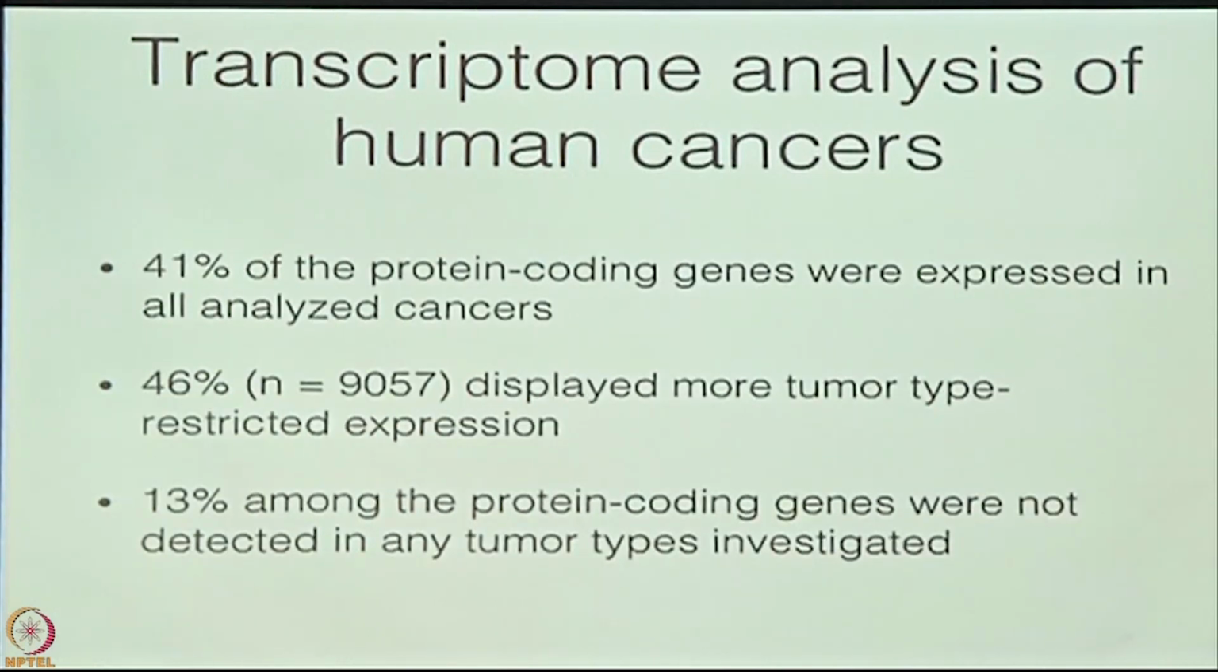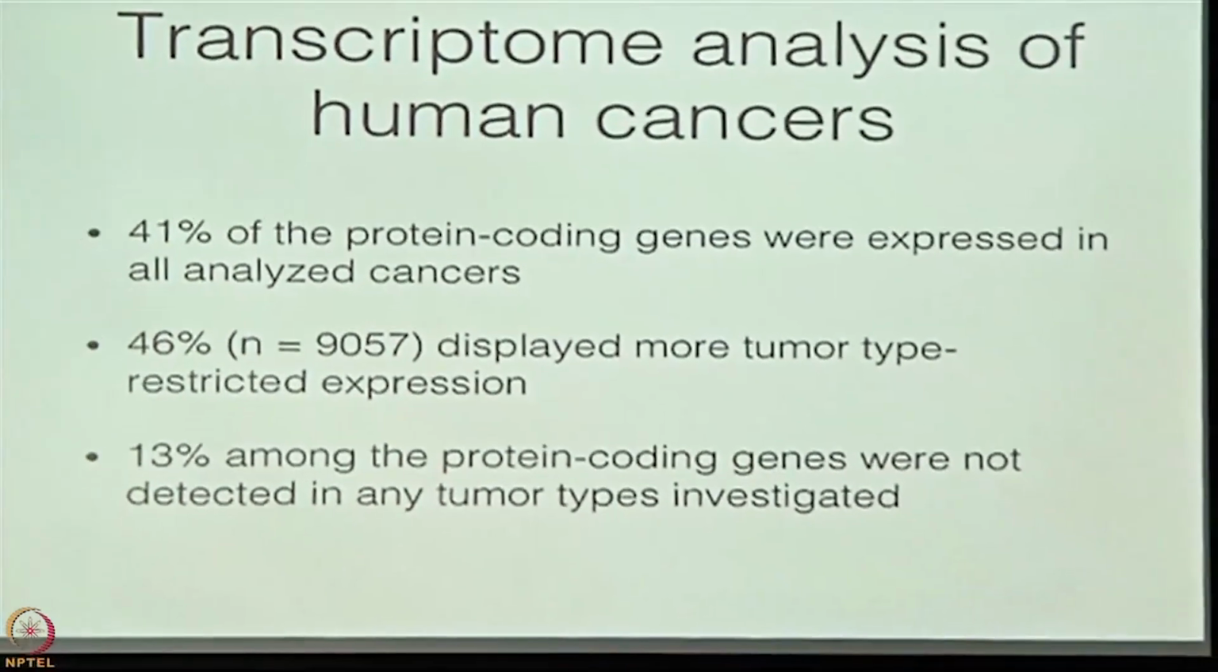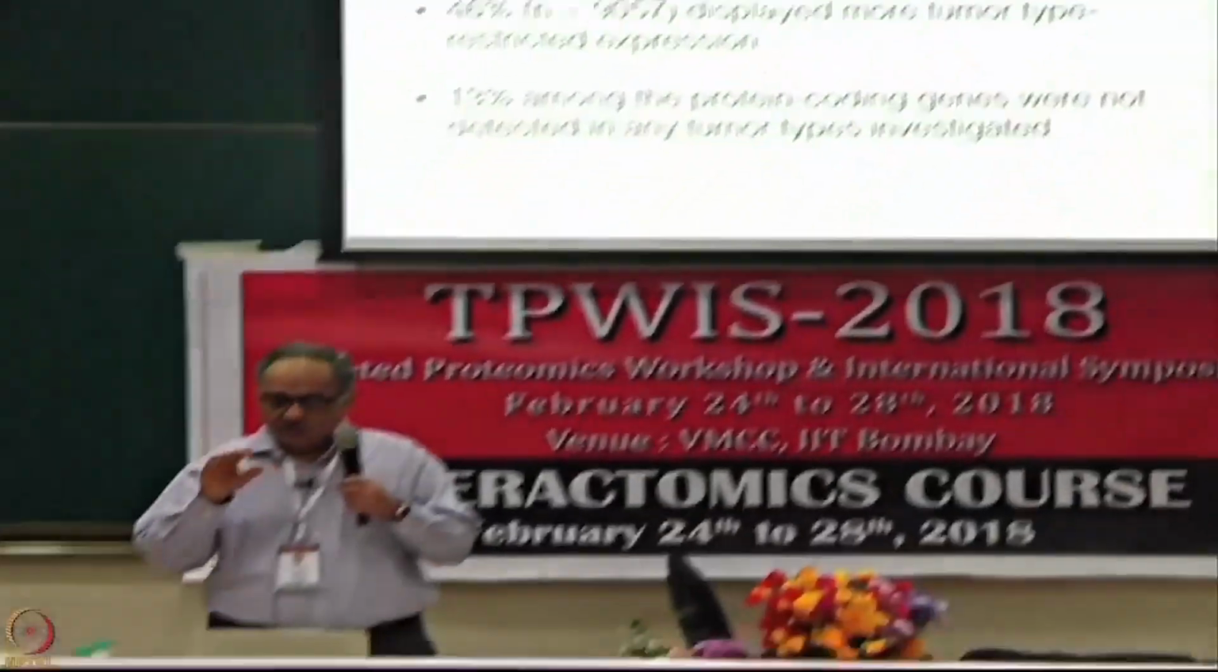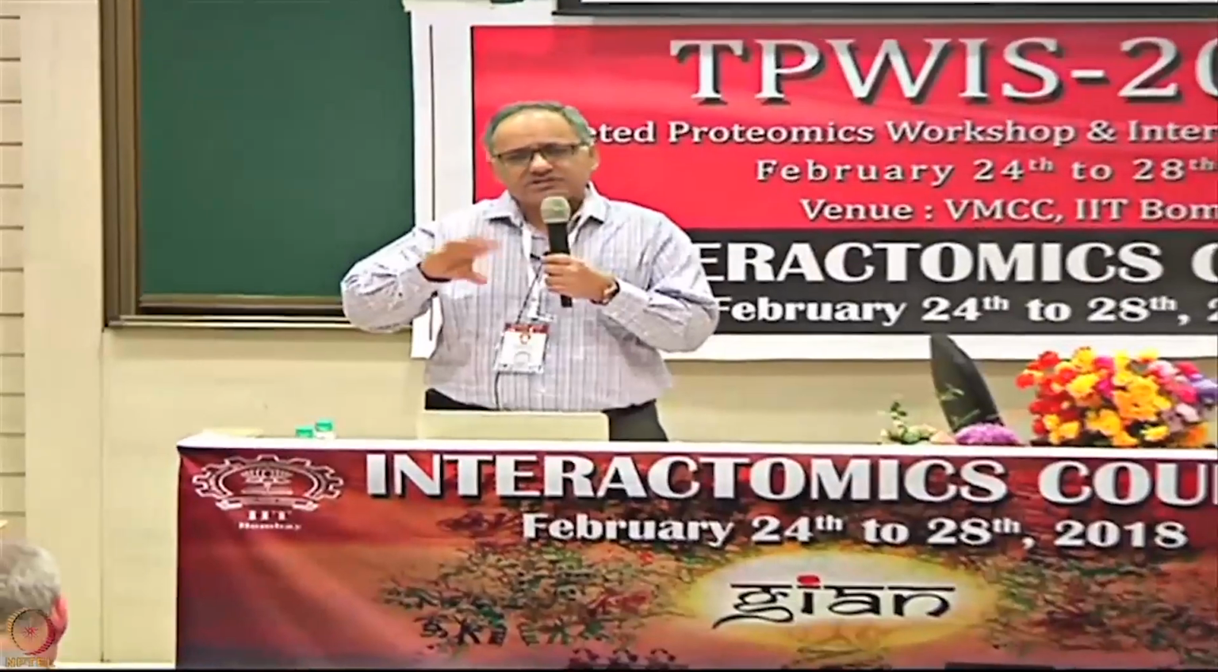Out of all the protein encoding genes, 41% were present in all cancers. So, a breast cancer was not necessarily that different from a gallbladder cancer. There was a large overlap. Secondly, 46%, and this I consider to be very important at this stage of our research activity, showed a restricted tumor type expression. So, in the tumors they were different, but when we compared them to normal tissues, those same genes were different.